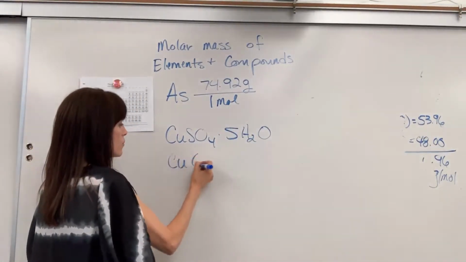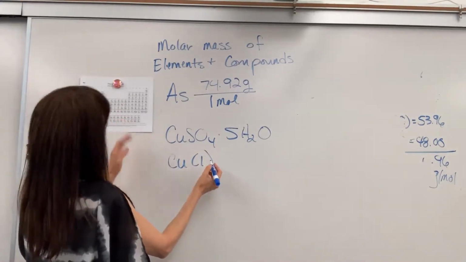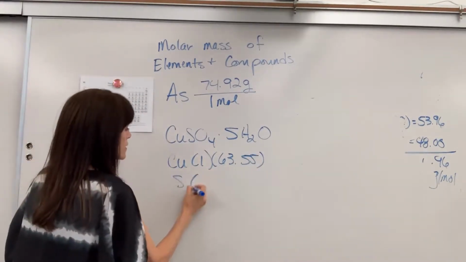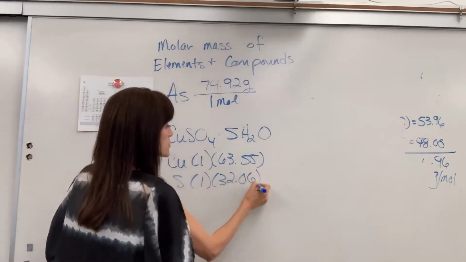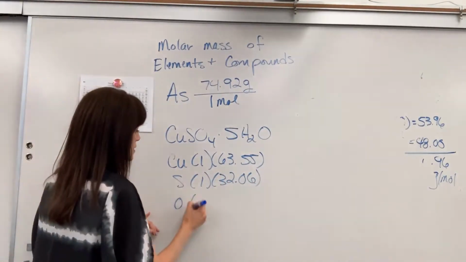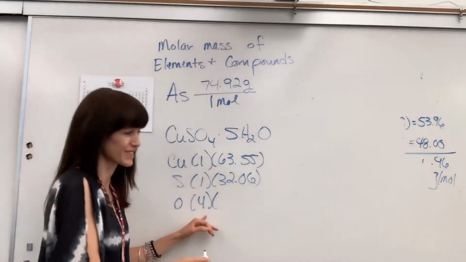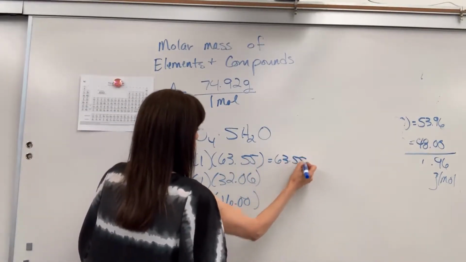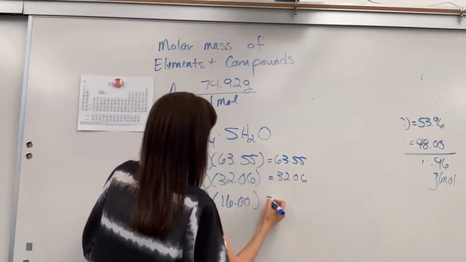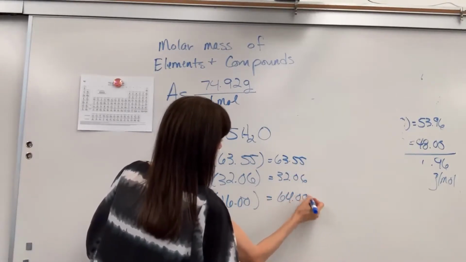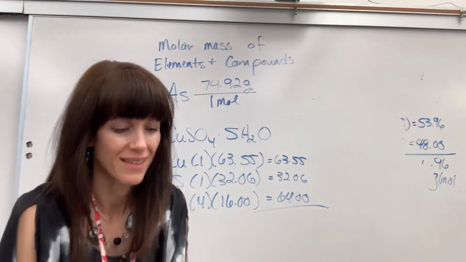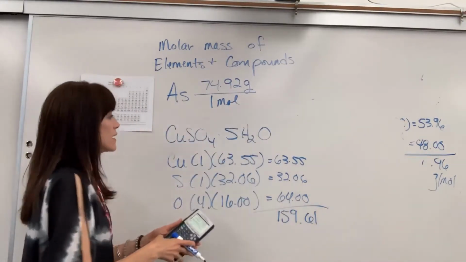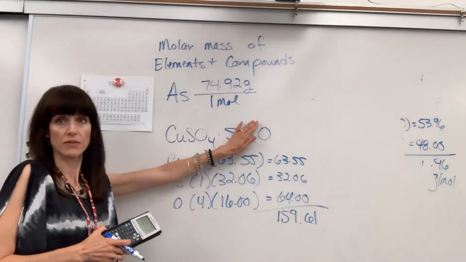So we've got copper, 1 of those. The molar mass of copper is 63.55. And then sulfur, the molar mass is 32.06. Be looking at your periodic table to check this. And oxygen, we've got 4 of those, and we have 16. Okay, do our math, multiply. 63.55, 32.06, and here is our 64. I actually did a cheat, put this on the calculator. It's going to be 159.61.